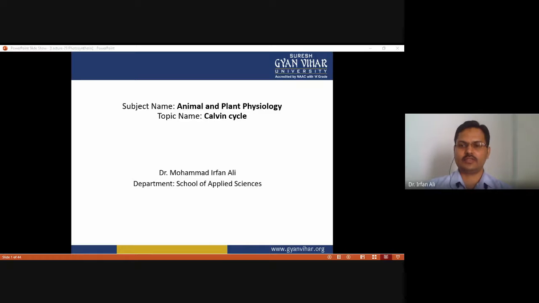The Calvin cycle is part of photosynthesis. As you know, photosynthesis takes place in the chloroplast, and in the chloroplast there are two phases of photosynthesis. First is the light phase, the phase which occurs in the presence of light, and the other is the dark phase, the phase carried out in the absence of light. So this Calvin cycle is part of the dark phase of photosynthesis.